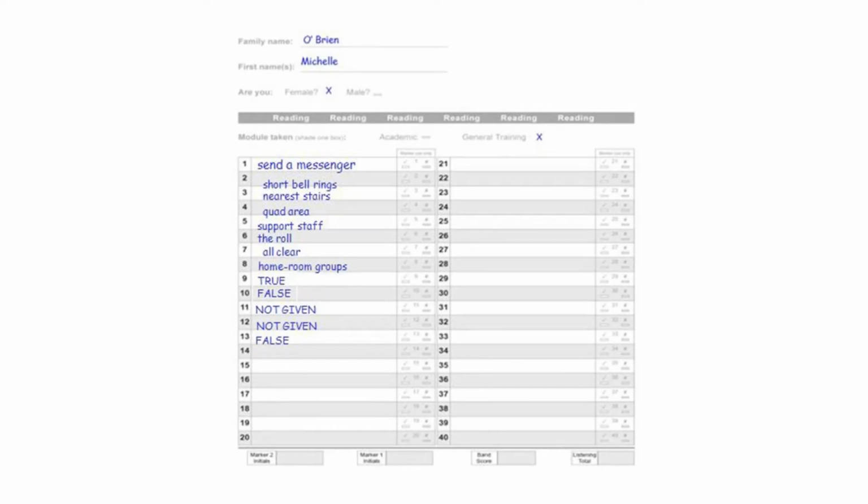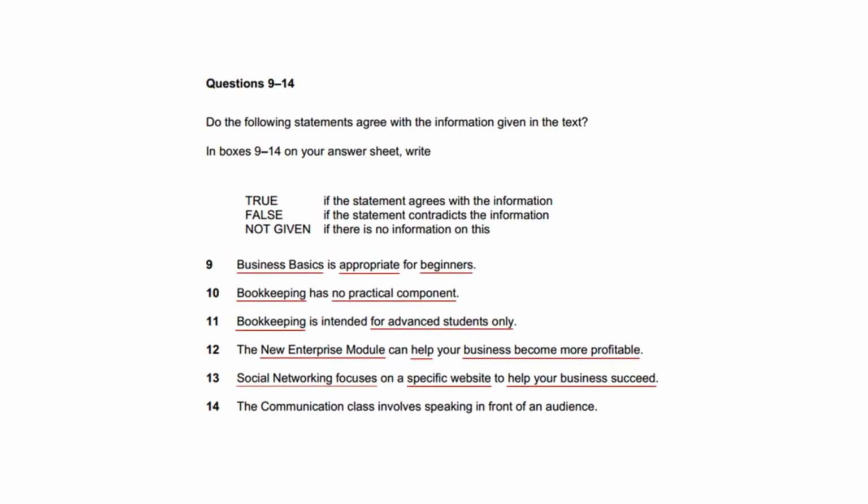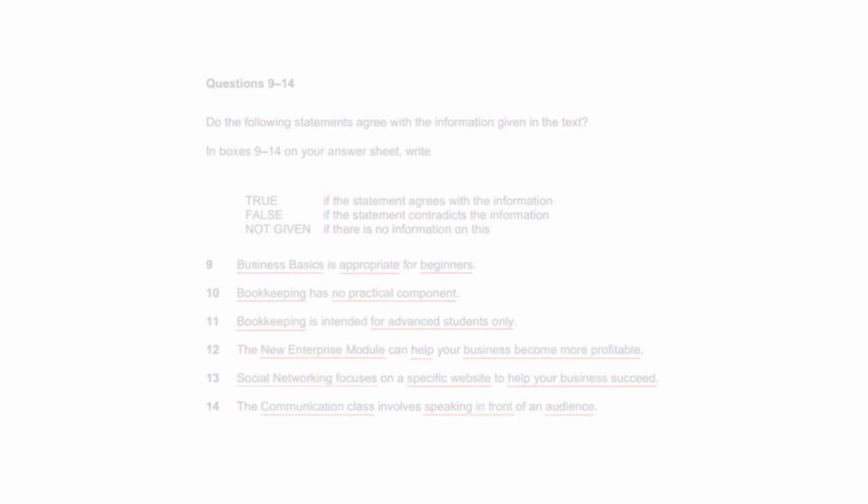On your answer sheet, write false for the 13th answer, then go back and look at the 14th question on your question paper. Number 14 states, the communication class involves speaking in front of an audience. We need to work out whether this statement is true, false, or not given based on the information given in the text. So first, underline any keywords. I would underline communication class, speaking in front of audience.